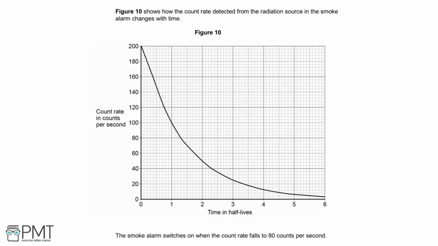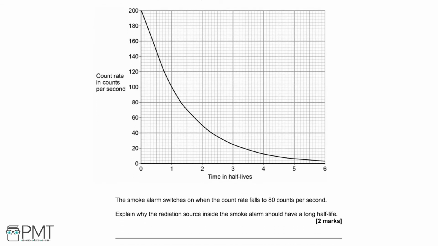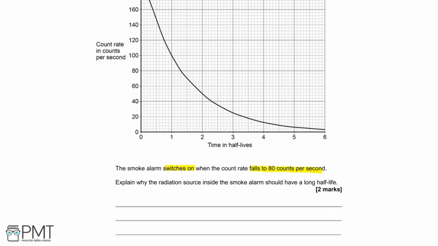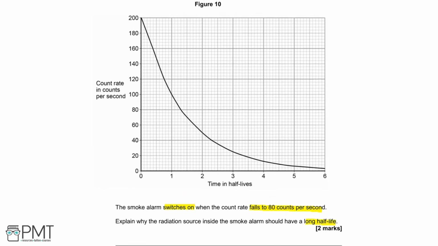Figure 10 shows how the count rate detected from the radiation source in the smoke alarm changes with time. The smoke alarm switches on when the count rate falls to 80 counts per second. Explain why the radiation source inside the smoke alarm should have a long half-life. So this is a 2-mark question, and our first mark will come from getting data from this graph that they've given us. And then our second mark will come from explaining why the smoke alarm should have a long half-life.